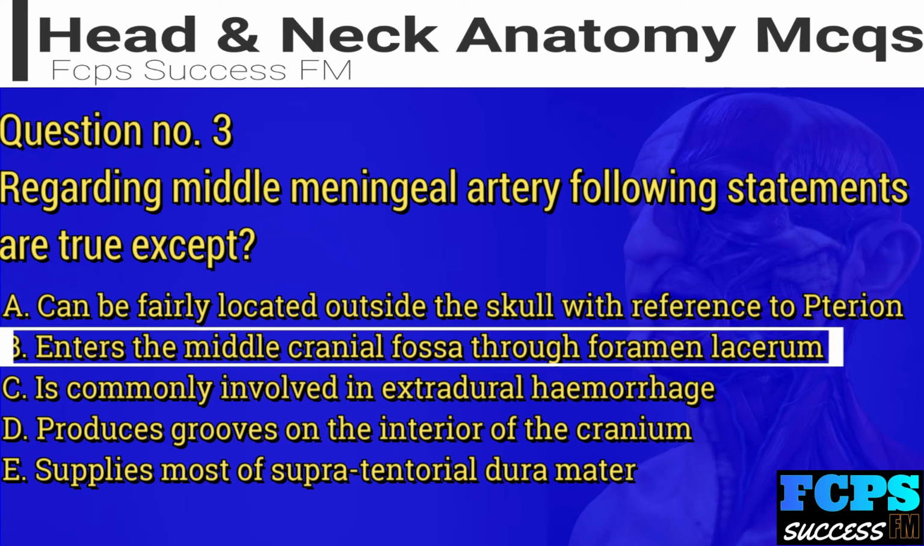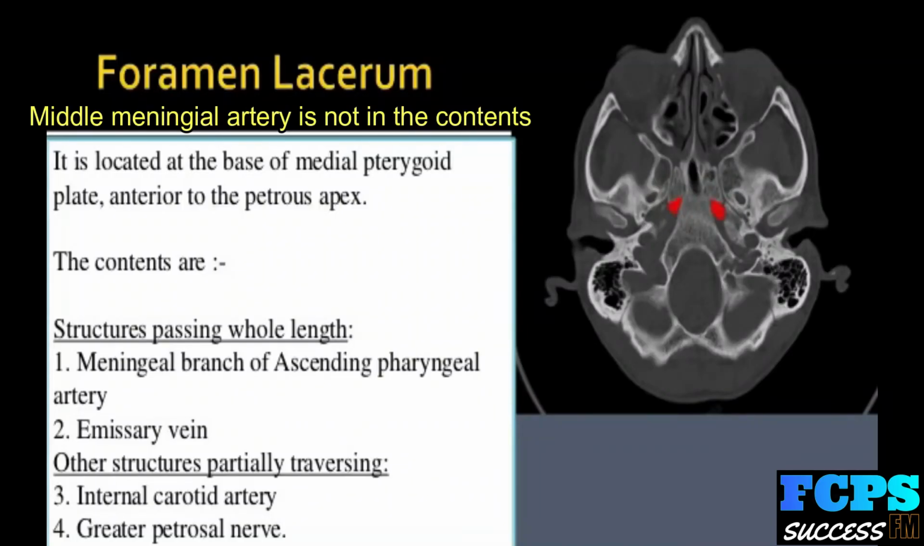Correct answer is B. Enters the middle cranial fossa through foramen lacerum. The middle meningeal artery is typically the third branch of the first portion of the maxillary artery, one of the two terminal branches of the external carotid artery.